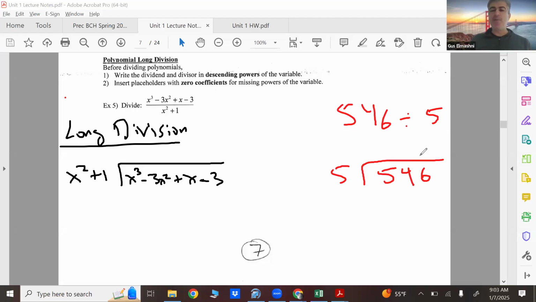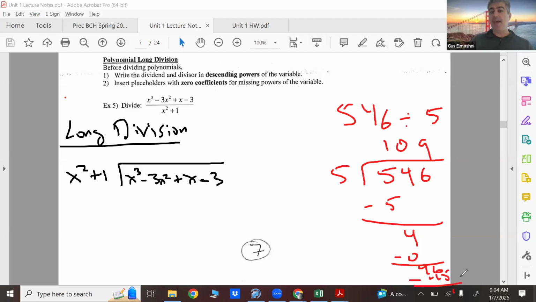So how many times does 5 go into 5? Once. So you do that, then you subtract, and then you bring the 6 down. How many times is 5 going into 46? 9. Wait, I messed up somehow. Hold on. No, there should be a 0. My apologies. That's why I don't like it. Then 46 goes in 9 times. You do 45 and you subtract.